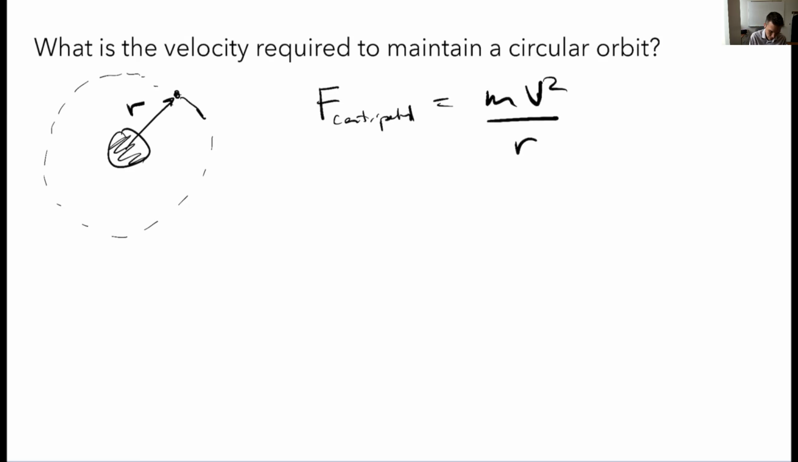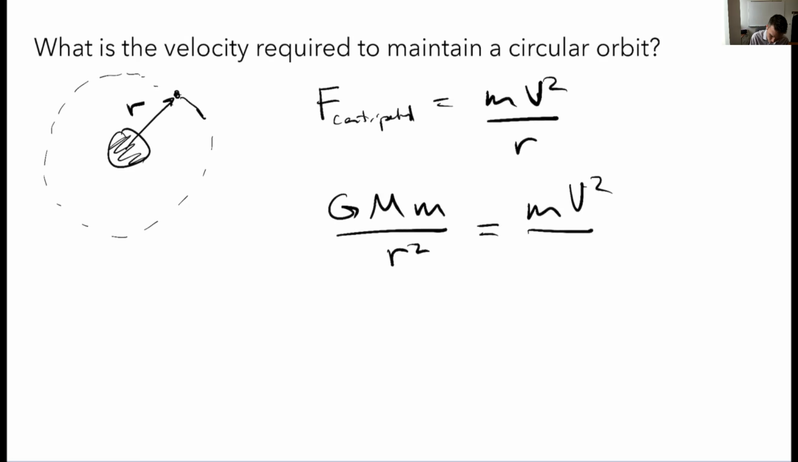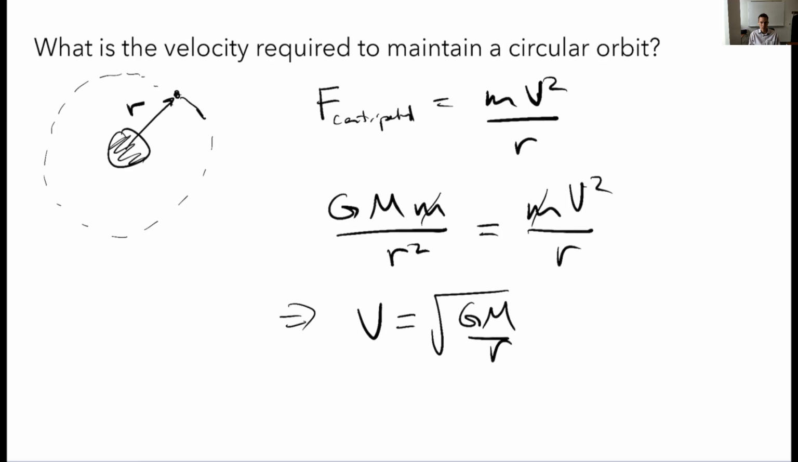So what's F in this case? At least magnitude-wise, pointing towards the center, it's GMm over R squared, and I need that to equal m, and this m is the mass of that vehicle, v squared over R. So the masses cancel out, and I get v is equal to the square root of GM over R, okay?